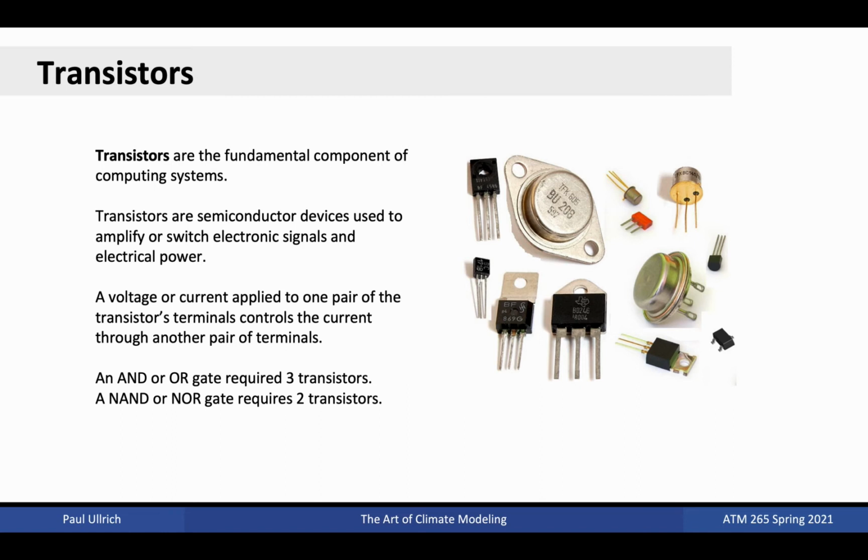When power is supplied to the gate connection, electricity is free to move from the source to the drain. When power is removed, electrons are blocked from moving from the source to the drain. With this basic building block, we can construct logic gates, which are responsible for performing very basic Boolean operations. An AND operation, or OR operation, requires 3 transistors, while NANDs or NORs require 2 transistors.